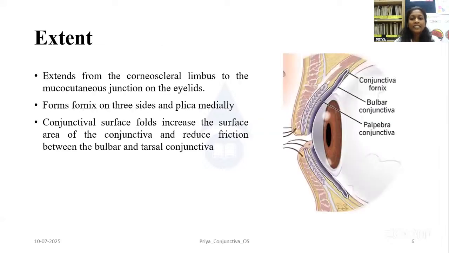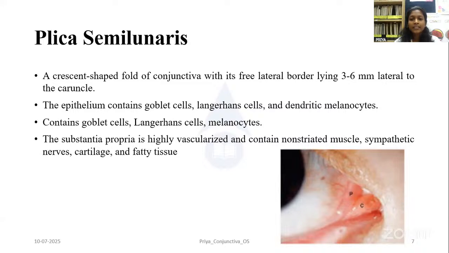Extent. The conjunctiva extends from the lid margin to the limbus, forming a continuous sac. It covers the posterior surface of the eyelid and reflects onto the eyeball. Plica semilunaris. Plica semilunaris is a crescent-shaped fold of the conjunctiva at the medial canthus. It allows free movement of the eye and is a vestigial remnant of the third eyelid seen in animals.